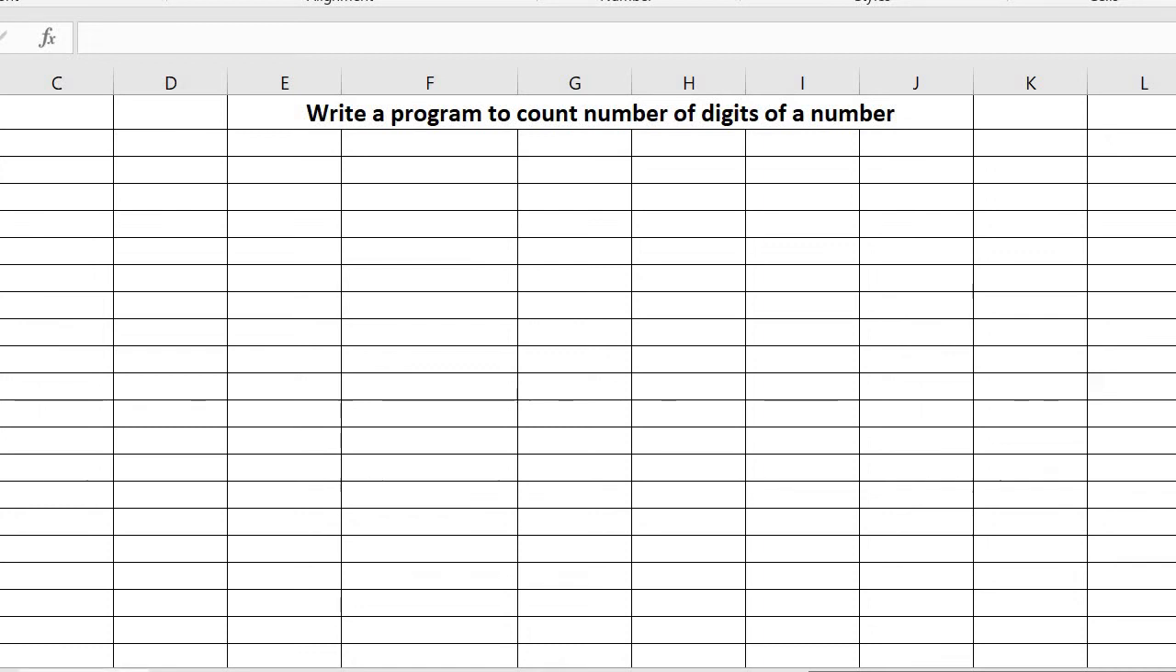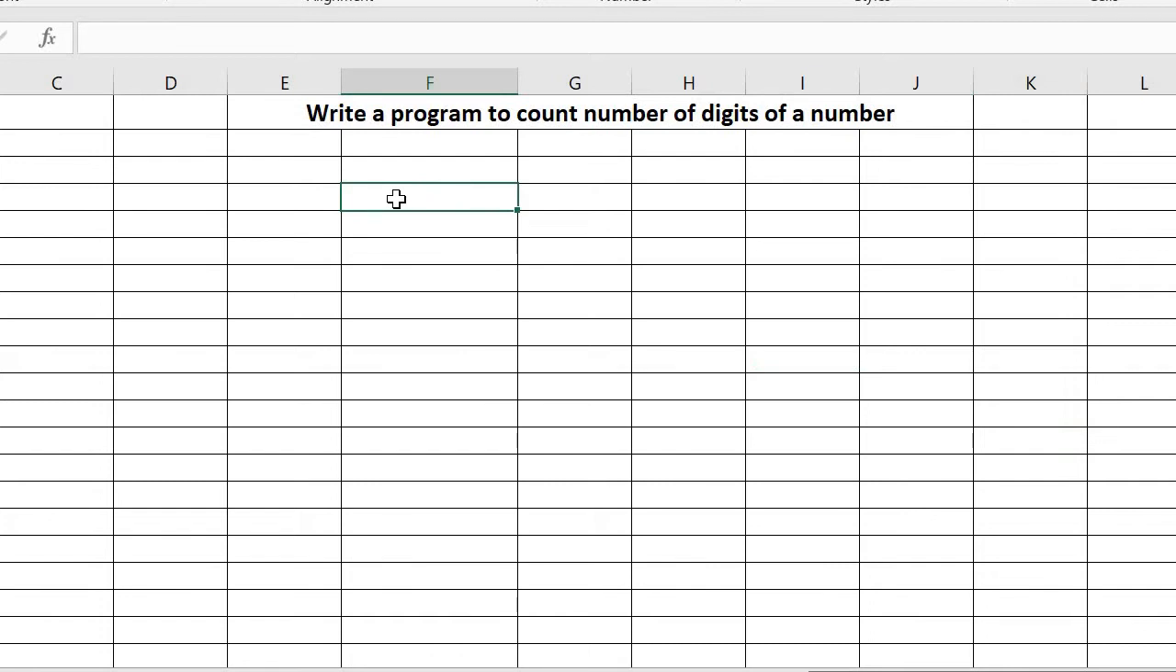Hello everyone. In today's session we have to learn how to write a program to count the number of digits of a number. Basically, we have to count the number of digits present in a number. What does that mean? Let's look at it.